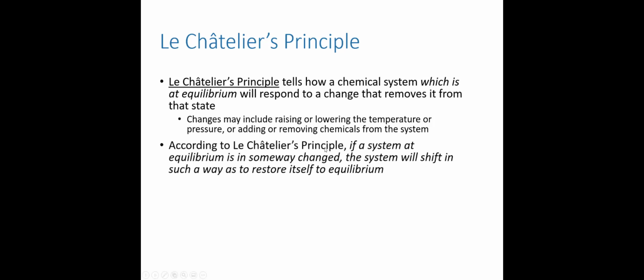According to Le Châtelier's principle, if we have a system at equilibrium and we disturb it, we take it out of equilibrium, the system will spontaneously change in a way to get back to equilibrium. Probably the best way to think about this right now is to imagine a teeter-totter. Let's say we have our teeter-totter and it's totally level, totally balanced. If you push down on the right side of the teeter-totter, you have disturbed the equilibrium.